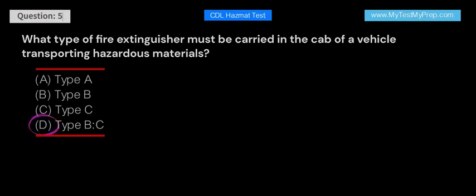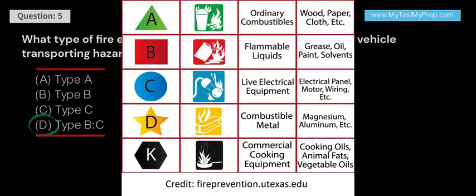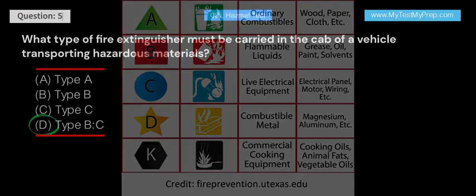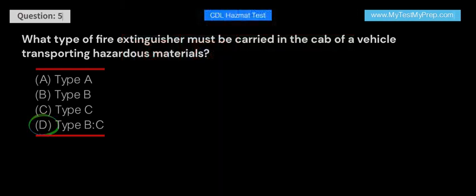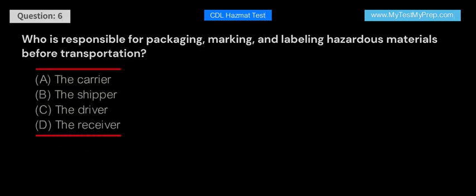Answer: D. Type BC fire extinguishers must be carried in the cab of a vehicle transporting hazardous materials. These extinguishers are suitable for fires involving flammable liquids, Type B, and electrical equipment, Type C. Who is responsible for packaging, marking, and labeling hazardous materials before transportation? A. The carrier. B. The shipper. C. The driver. D. The receiver.